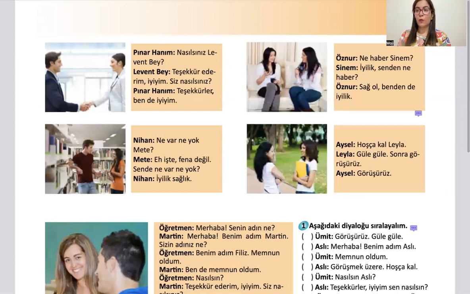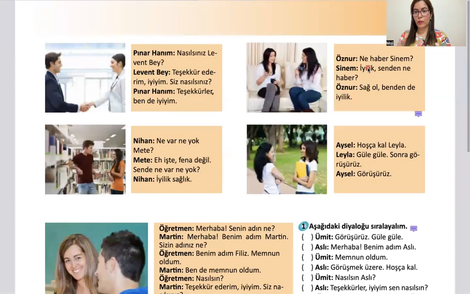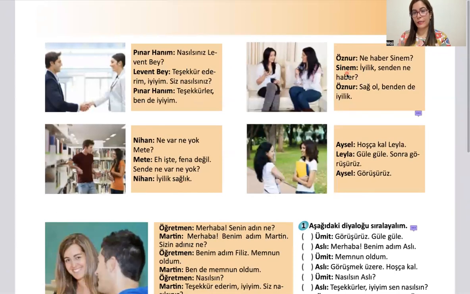Right? Well, the next conversation is between Öznur and Sinem. Öznur says, Nabar Sinem? Ne haber? In everyday speaking, when you want to say it fast, you say Nabar. Imagine there is no H. Sinem, iyilik, senden ne haber? Öznur, sağ ol, ben de iyilik.